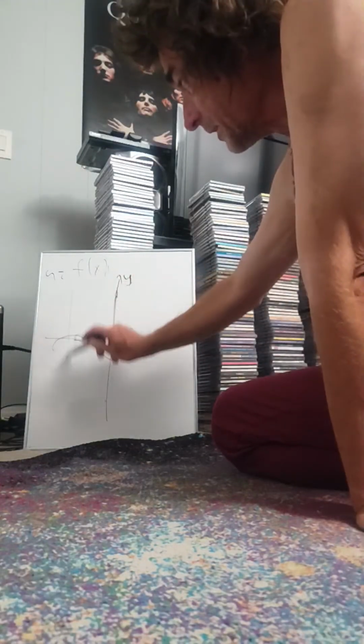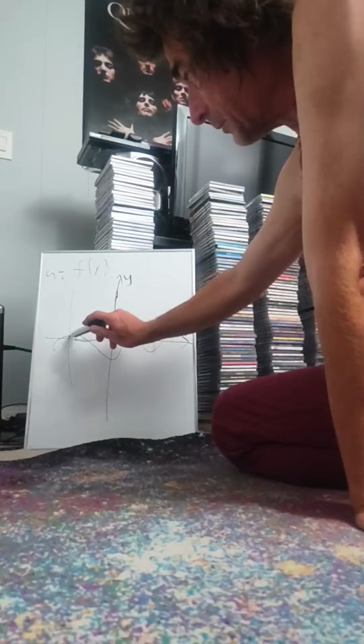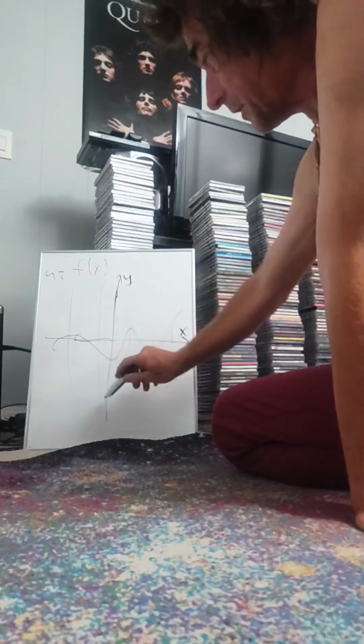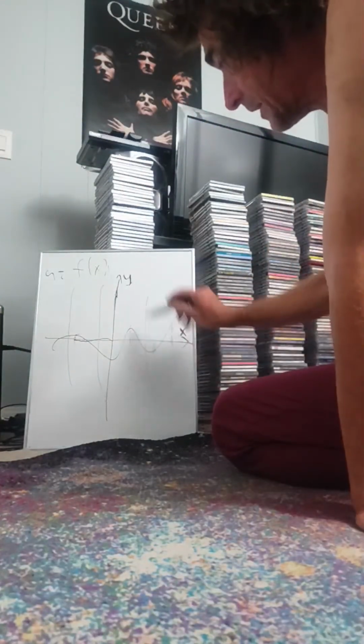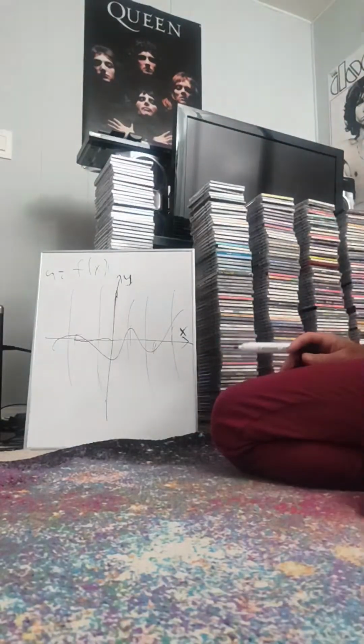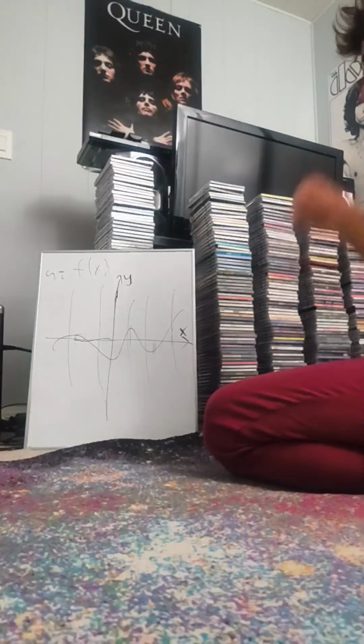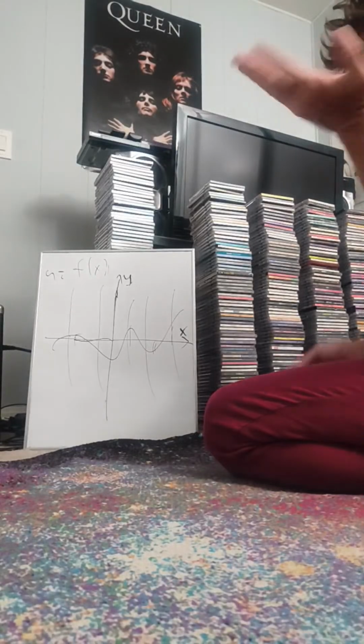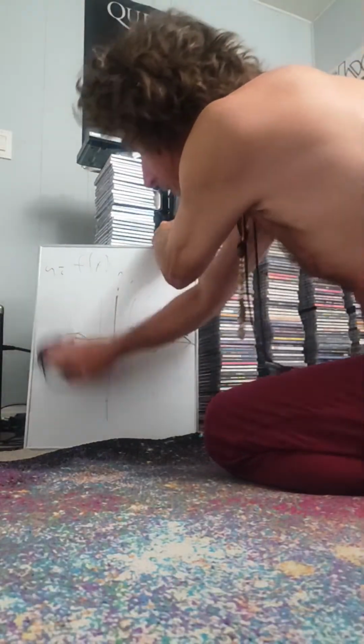If you draw a vertical line through it, you're only going to get 1 point at a time. Only 1 point. That's called the vertical line test. If it passes the vertical line test in the domain of the function, then it is a function. Okay, easy enough or clear enough?